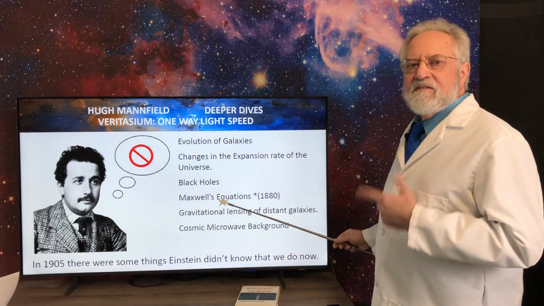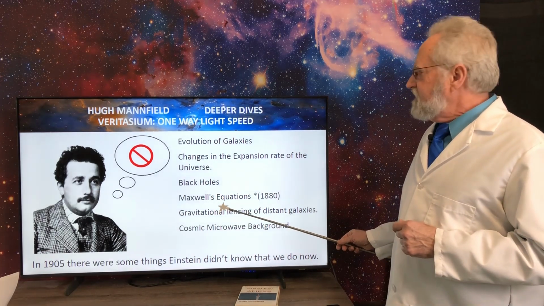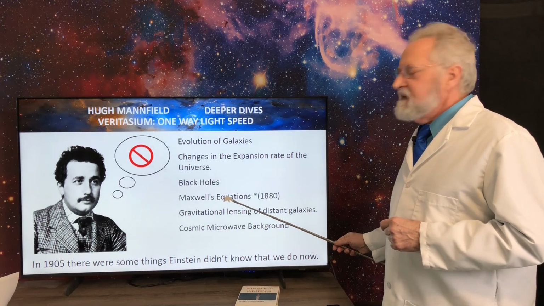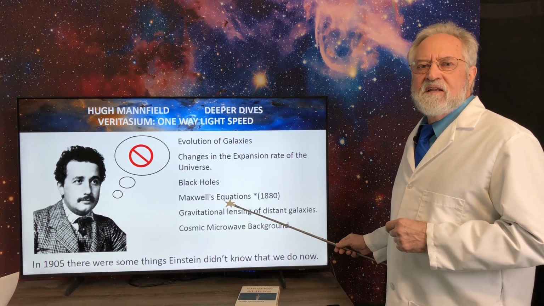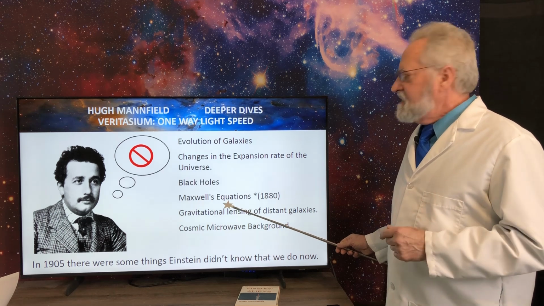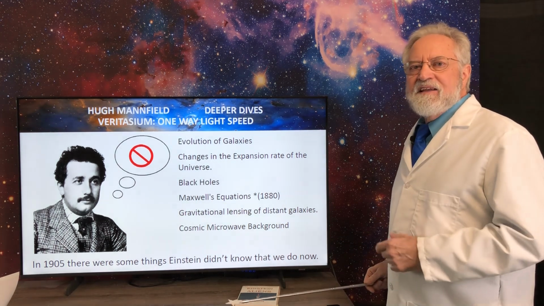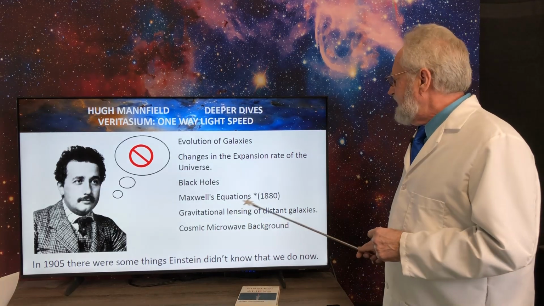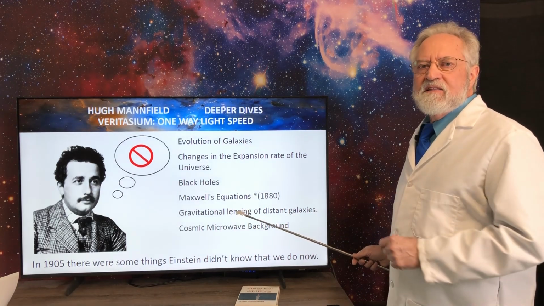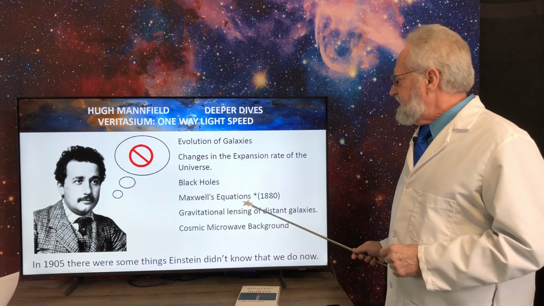Now, there is one case where Einstein could have known, and that is in Maxwell's equations, especially the Heaviside configurations from 1880. And Maxwell's original equations dated earlier than that. So Einstein certainly had the opportunity to know about this information.